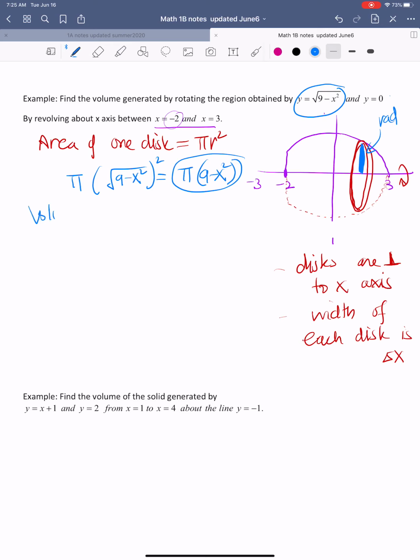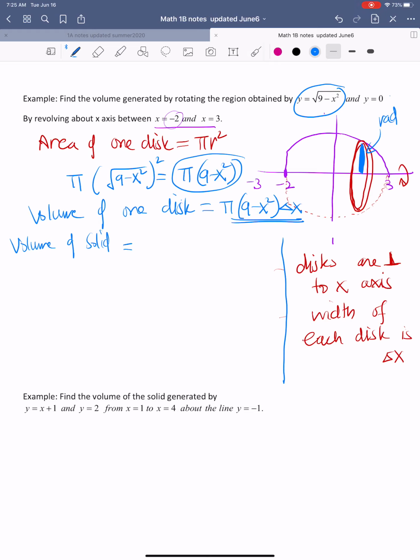All right, so what's the volume of one disk? Volume of one disk would be the area times the width of one disk, which is delta x. This is the volume of one disk, and we are ready to find the volume of the solid now. The volume of the solid is going to be, I'm going to have to integrate wherever the discs start and wherever the discs end, and it looks like discs will be starting at -2 and ending at +3. And the area of each disc, and delta x becomes the operator dx.